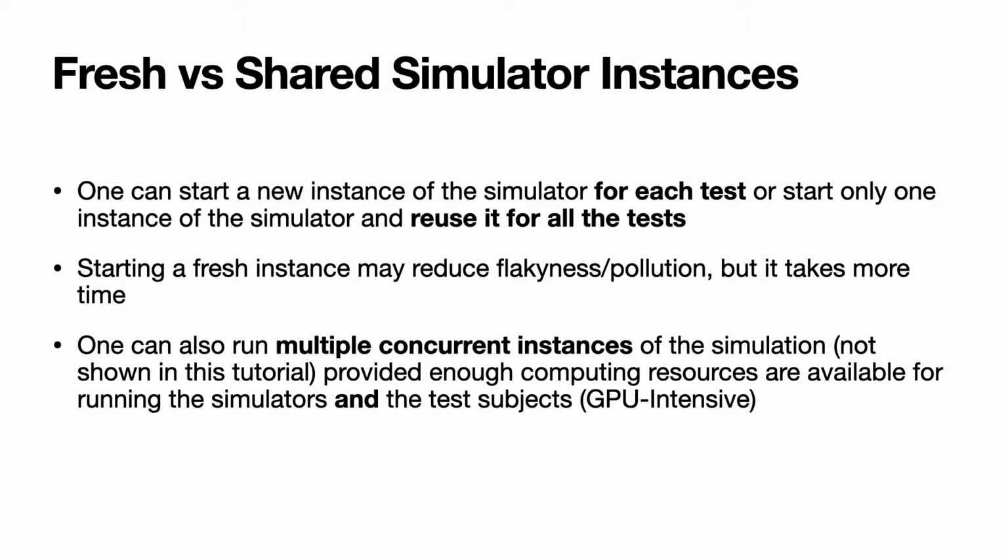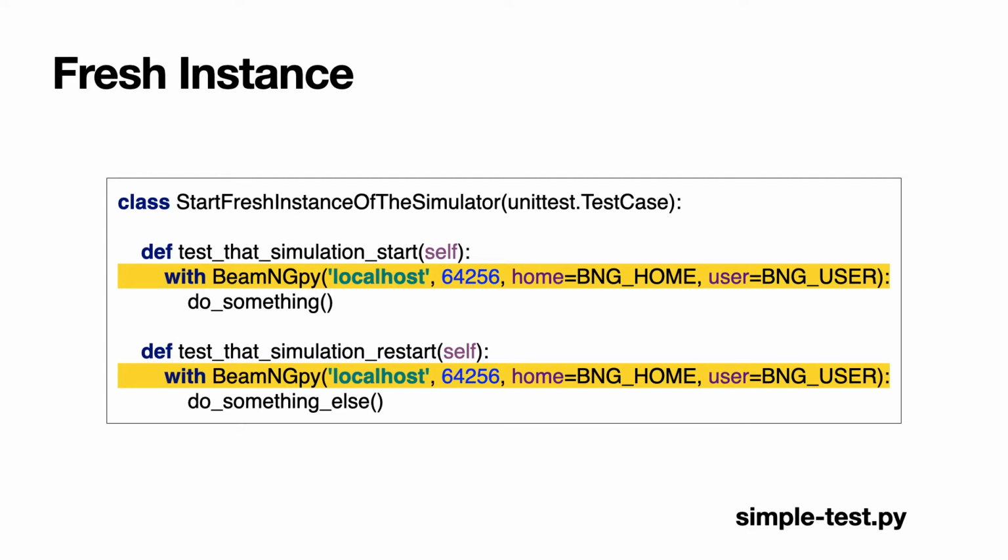But we are not gonna see it here today. So to start a fresh instance, this is a unit test class. What you have to do is that in each test you can open and close a new simulation. Here I'm using the Python context manager. So I defined two unit tests, and in the first I open the simulation. This is gonna start the simulator and close it, and then I repeat the second time.